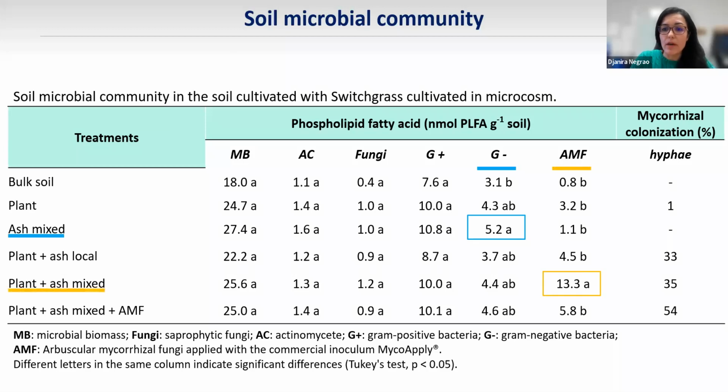And for AMF, which is arbuscular mycorrhizal fungi, we saw one statistical difference here in this treatment with plant and ash mixed. And also we analyzed the mycorrhizal colonization. We didn't have any statistical difference, but we can see here we have a little bit more root colonization of mycorrhizal fungi in comparison to the other treatments.